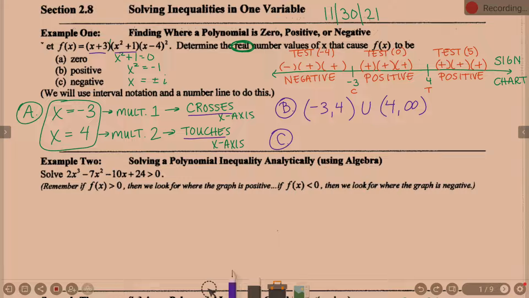And then we have a question of what values of x cause my graph to be negative? Where's my graph negative? Negative infinity to negative 3.